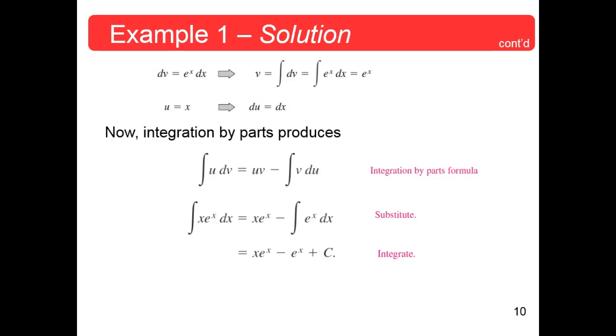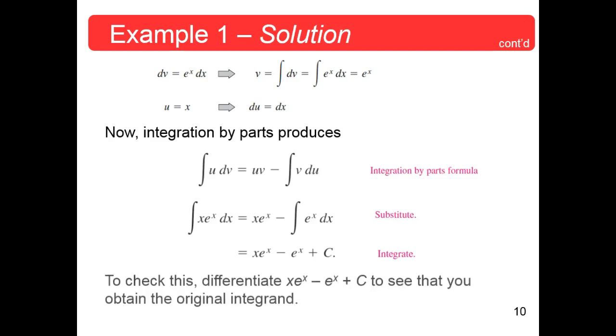Okay? If you take the derivative of this, that's the product rule. That would be x e to the x plus e to the x minus e to the x plus e to the x minus e to the x goes to 0. That's 0, and yeah, x e to the x. You get what you started with. Never a bad idea to do.